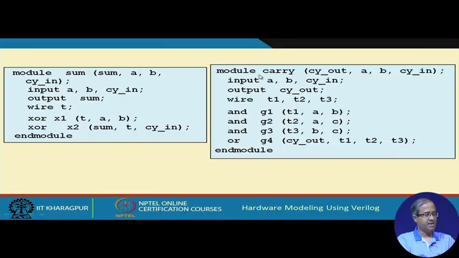So, in the carry block in a similar way, we need 3 AND gates G1, G2, G3. This will do an AND of A B, AND of A C and AND of B C, and the outputs are T1, T2, T3, and finally, you do an OR of T1, T2, T3 and out. You see the number of inputs to the gates you can vary, like in the last case the first one will be the output and the remaining 3 will be the inputs. So, this will be automatically taken like this, right.